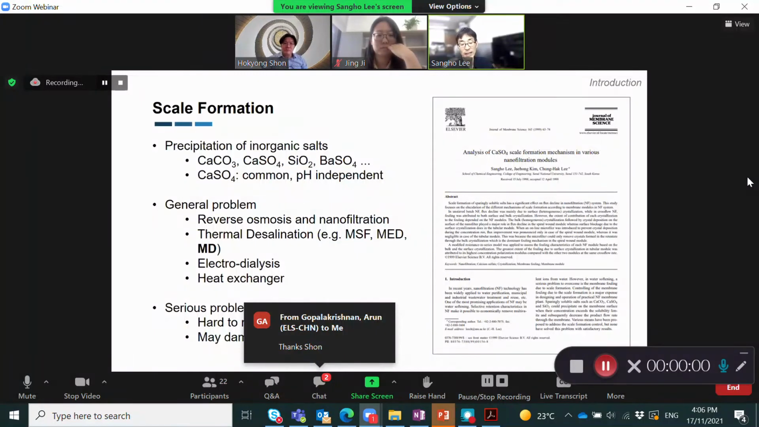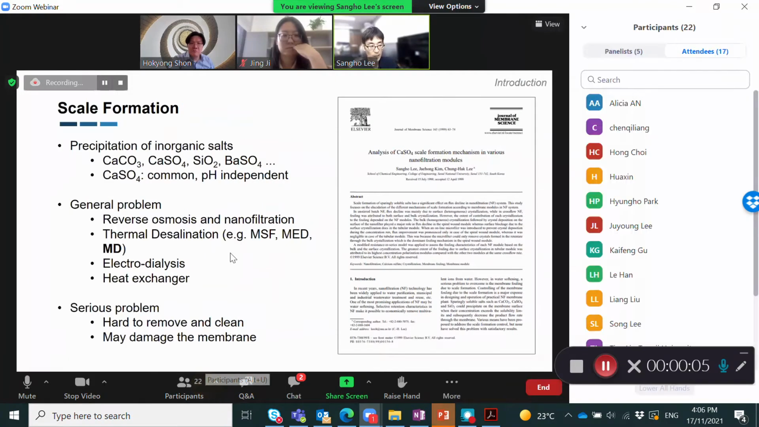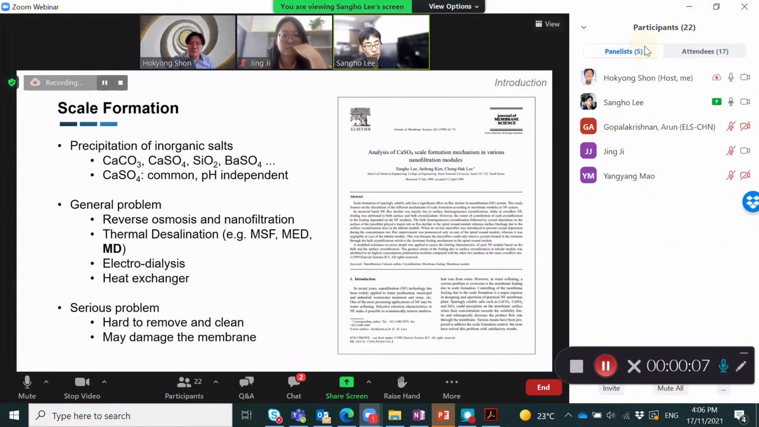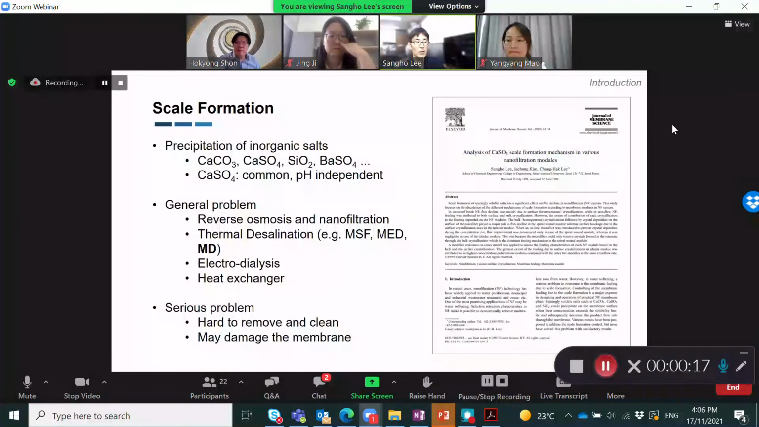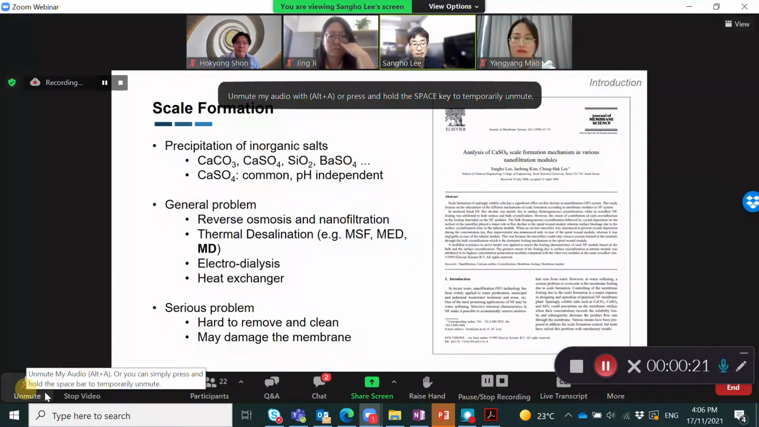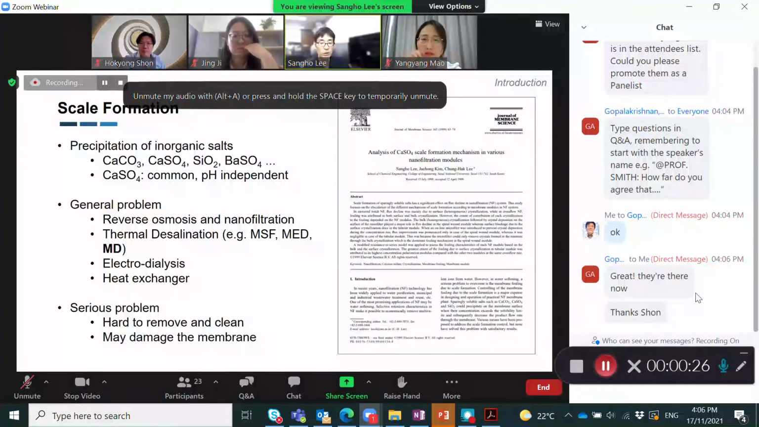Scale formation can happen in many other systems, including membrane distillation. And anyway, scale formation involves several different inorganic salts, including calcium carbonate, calcium sulfate, silica, barium sulfate, and strontium sulfate. There are many different types of salts that can cause scale formation.